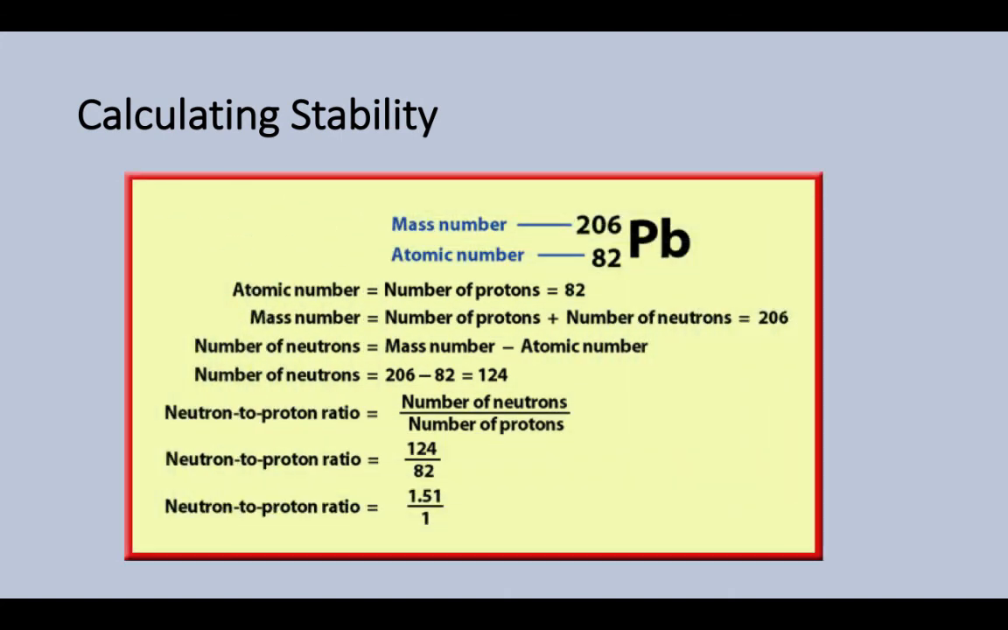So here's just a quick overview of how to calculate stability. Again, using that lead-206 example, it has 82 protons, and the mass number is 206, so you'd subtract 82 from 206, and you end up with 124 neutrons. And 124 divided by 82 gets you that 1.5 to 1 ratio. That tells us absolutely this is an unstable isotope and it will undergo decay.